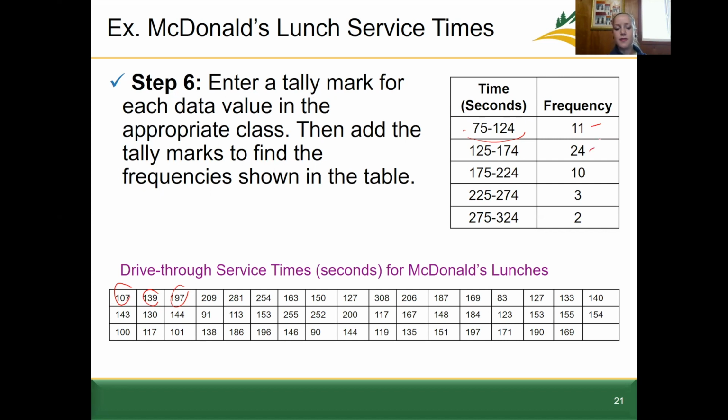Similarly, we have 24 of these data points that fall into this category of 125 to 174. Okay, so that's how we would make a frequency distribution table. You do have another example to practice with on page 1 of your student outline.